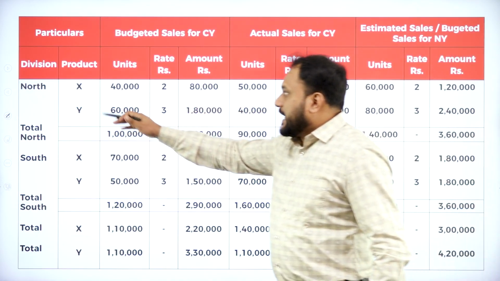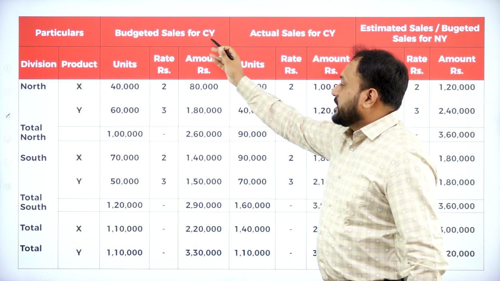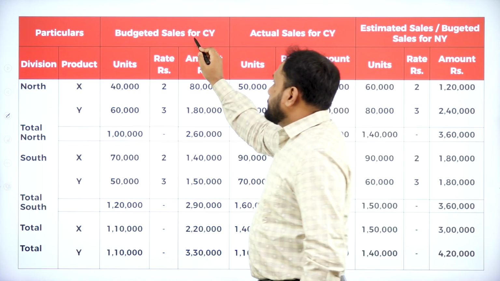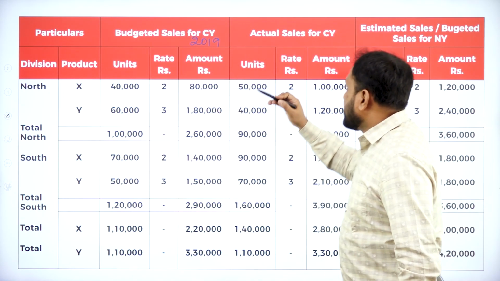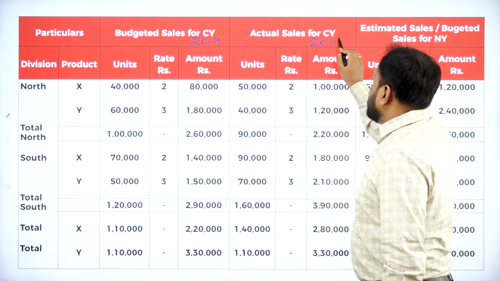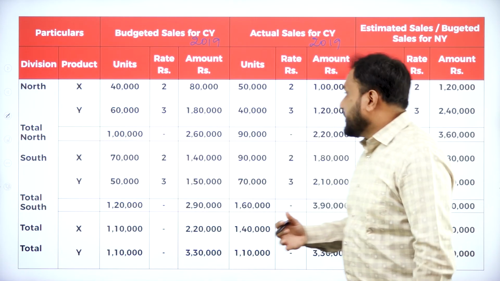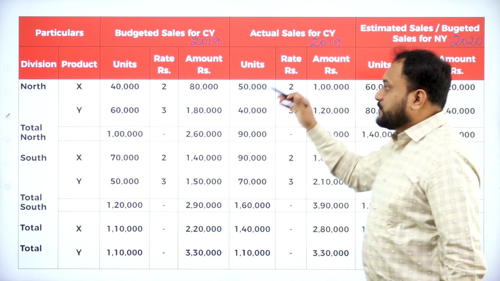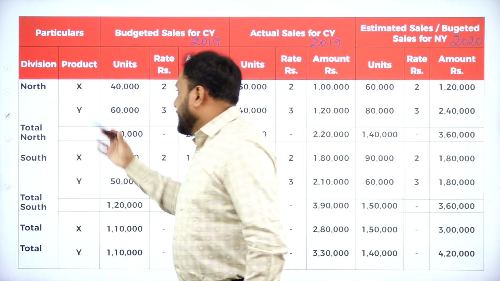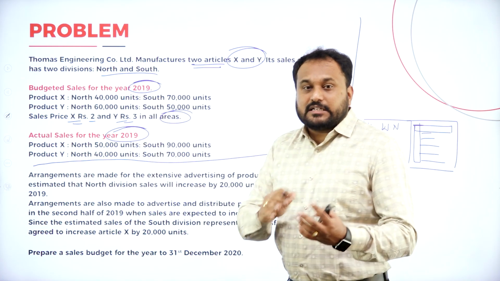See here, North I have gone with division here, product, then budgeted sale for the current year. Now, which is the current year? 2019. So, instead of writing current year, write 2019. Actual sale for current year, 2019. Estimated sales, that is the estimated budget sales, which year we are doing, that is next year, 2020. So this is how you will analyze the problem, you will write it. X and Y. See here, from here to here only I'll take the question.